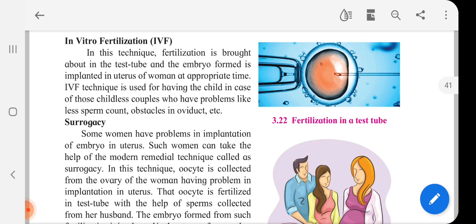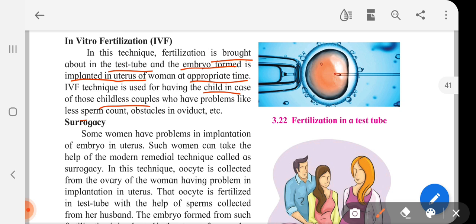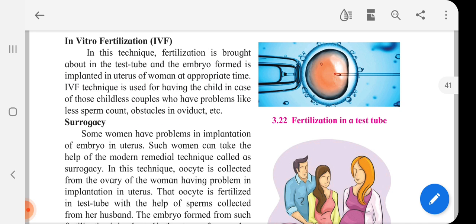If we talk about in vitro fertilization, also called IVF, in this technique fertilization is brought about in a test tube and the embryo formed is implanted in the uterus of the woman at the appropriate time. So what they do is collect the oocyte from the female and the sperm from the male and bring about union in the test tube, and then the embryo which is formed is implanted in the uterus of the woman. The IVF technique is used for having a child in the case of childless couples who have problems like low sperm count or obstacles in the oviduct. So this technique helps those childless couples.